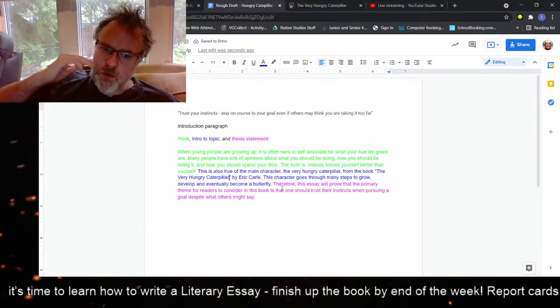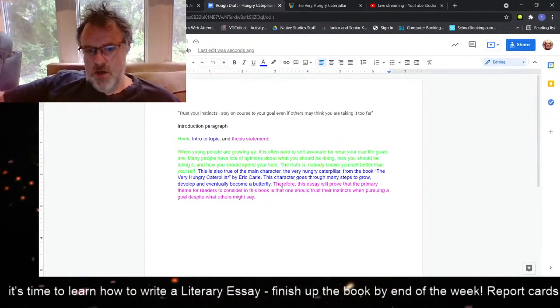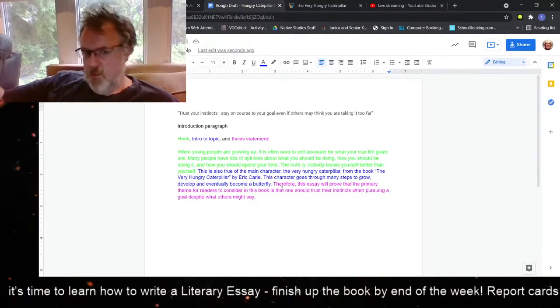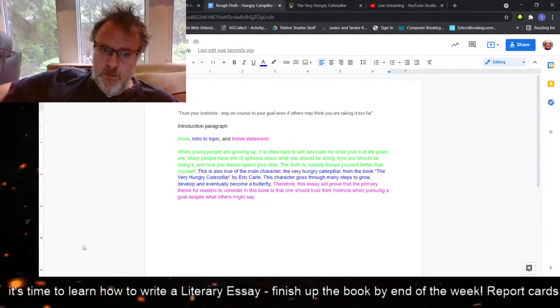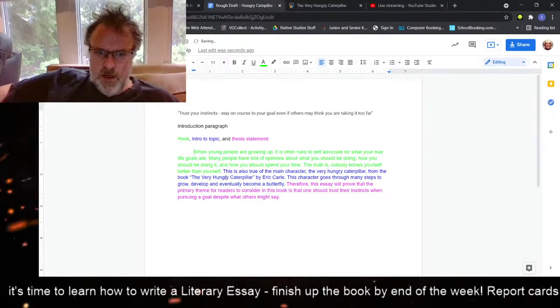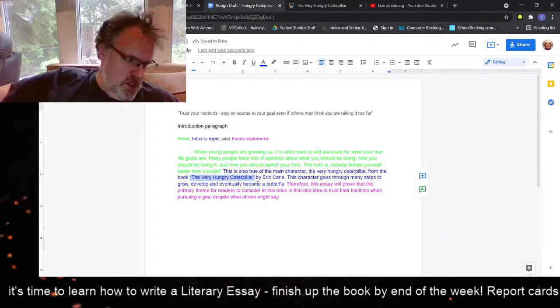And then you'll go into your thesis statement, which is simply an answer to your question. This essay will prove that the primary theme for readers to consider in this book is that one should trust their instincts when pursuing a goal despite what others might say. Okay? Don't forget to indent your paragraphs. And don't forget also, when you're talking about the book, to put it in quotation marks.